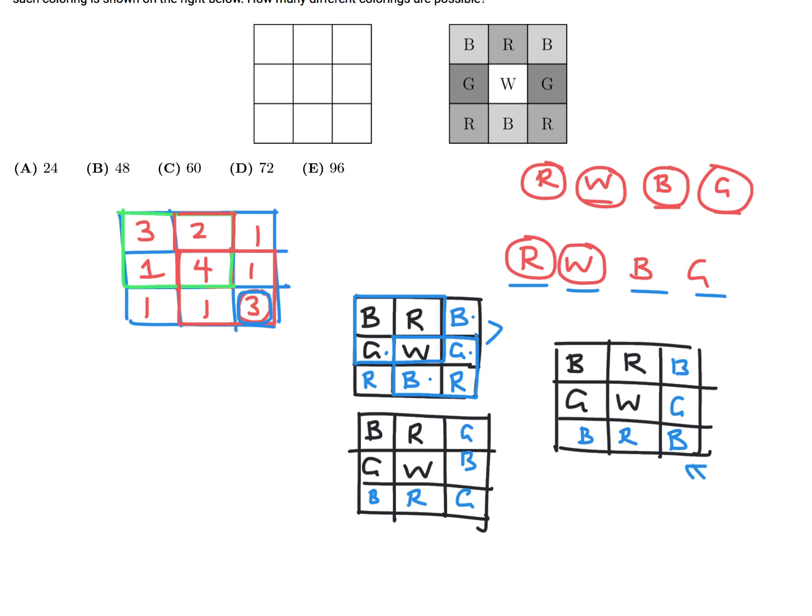So the total would be that 4 in the middle times the 3 in the corner times the 2 times the final 3, and 4 times 3 times 2 times 3 is 72, and therefore the answer would be D.